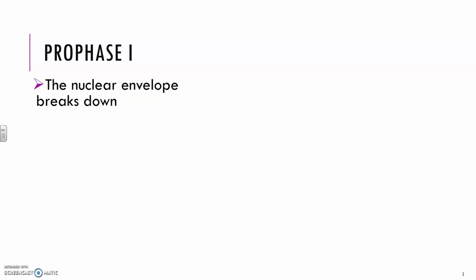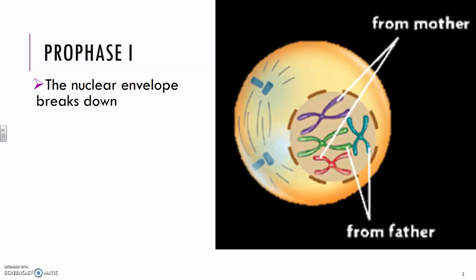So first up, your nuclear envelope is going to break down. So this is so that the chromosomes can actually get out of the nucleus into the cell where they can be kind of messed around with. All right. So this is showing that you have 1 copy of each chromosome from each parent. Okay, so it's showing the purple and the green chromosomes are the homologous chromosomes, with the purple coming from the mother, the green from the father, and then the teal and the red are also homologous chromosomes, with the red from the mother and the teal from the father.